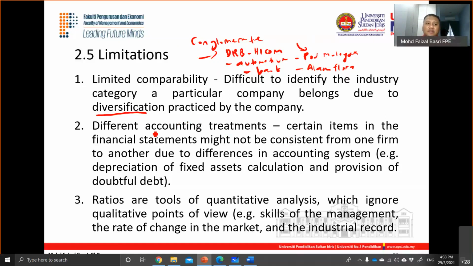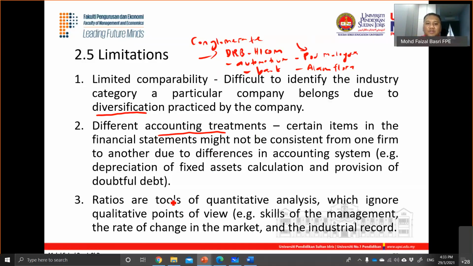Because you cannot compare Sony Japan versus, in Malaysia, Panasonic for example. So because we have different accounting treatments as compared to a Japanese company, for example. Because one item in Malaysia might be treated differently in another country. So sometimes we have limitations if we want to compare performance based on financial ratios from two different countries because of this reason, different accounting treatments.